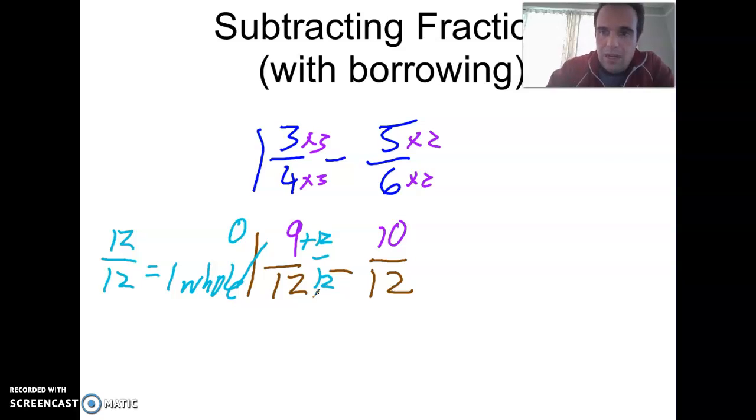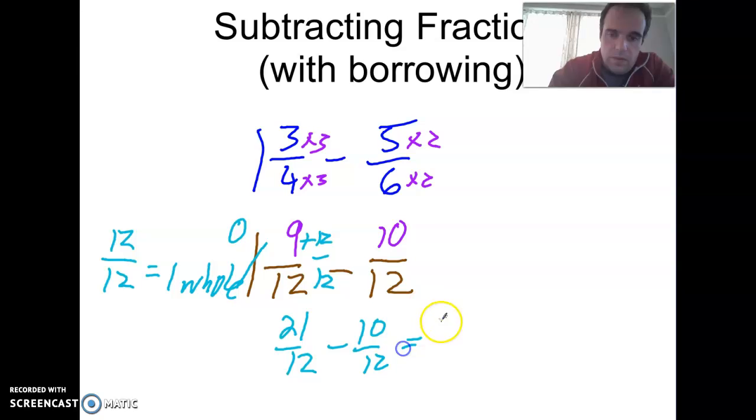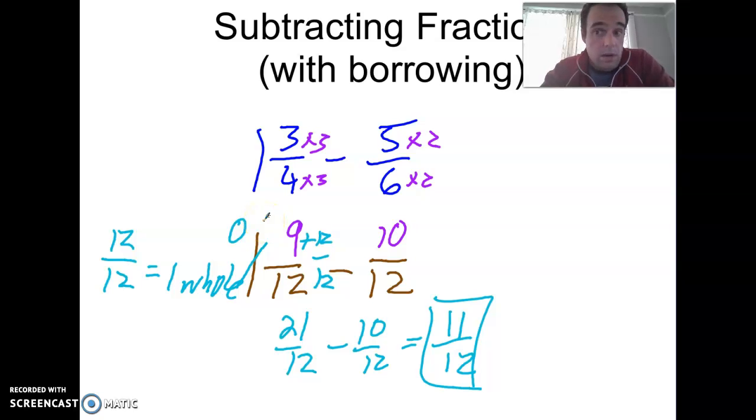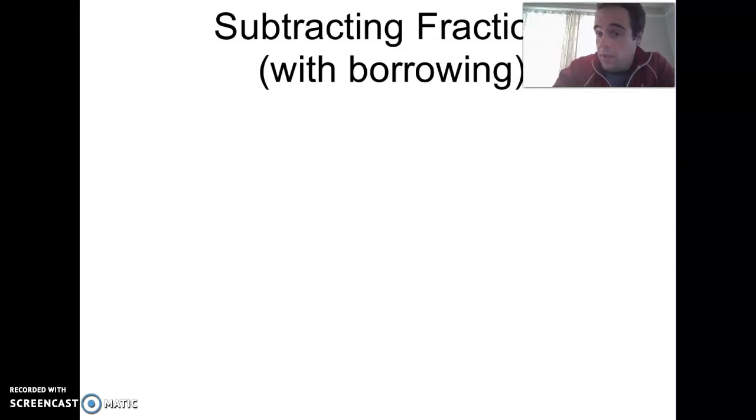This is kind of like turning into an improper fraction a little bit. 9 plus 12 is going to be 21 over 12 minus 10 twelfths gives us 11 twelfths. So this does work. Now in this case, that was just making it into an improper fraction. That is true, but this also works for bigger numbers. So let's go with 3 1/3 minus 1/2.